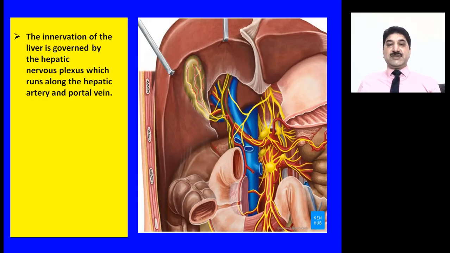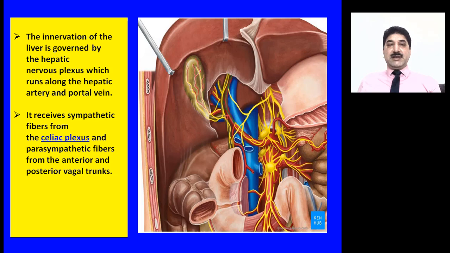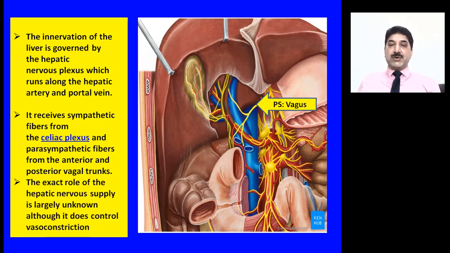In addition to these structures, the hepatic nerve plexus is also contained within the double fold of the lesser omentum. This plexus of nerves contains both sympathetic and parasympathetic fibers. Sympathetic fibers are derived from the celiac plexus, whereas the parasympathetic fibers are derived from the vagus, as shown in this diagram. These nerve fibers are distributed to the liver along with blood vessels.